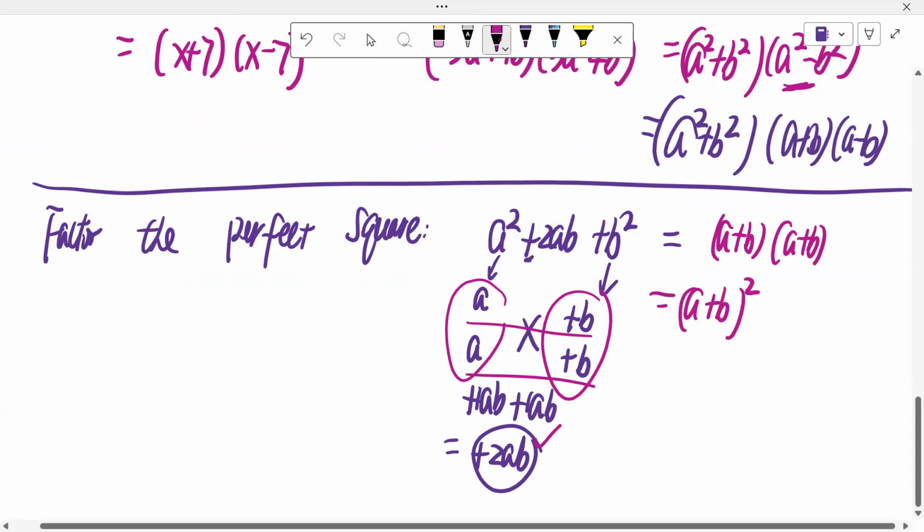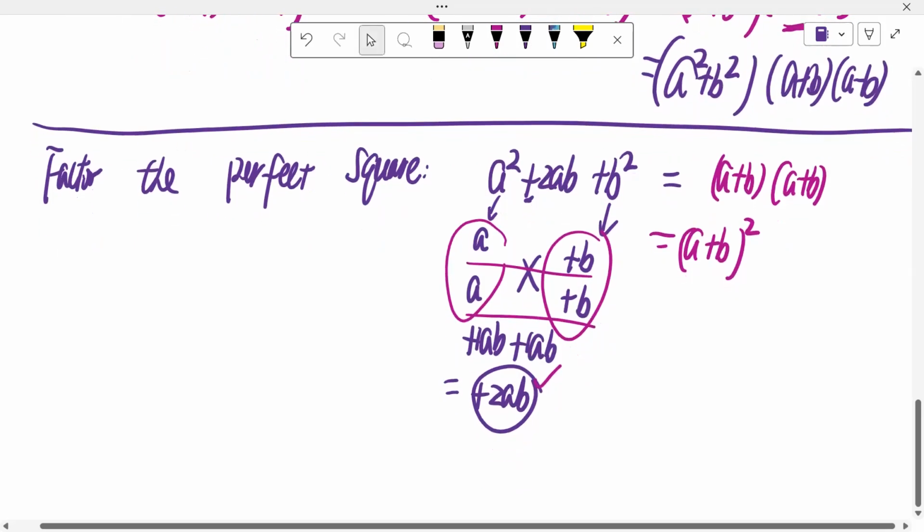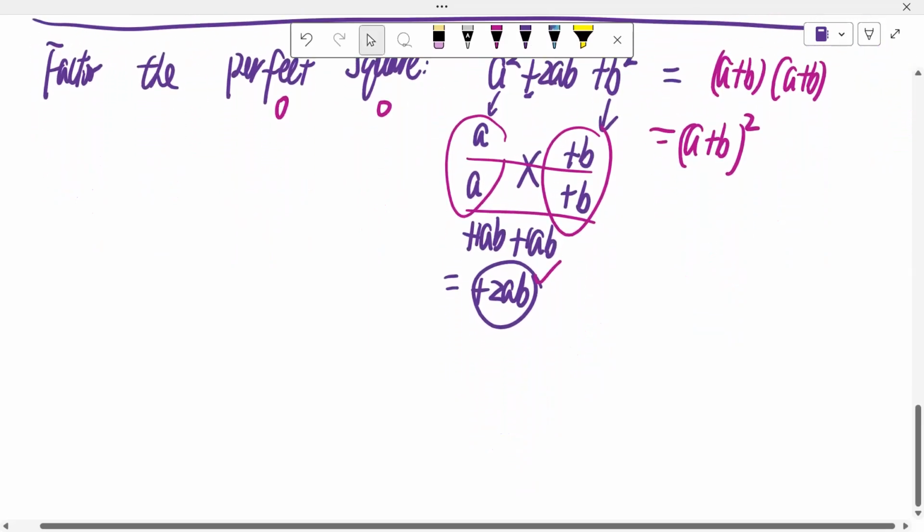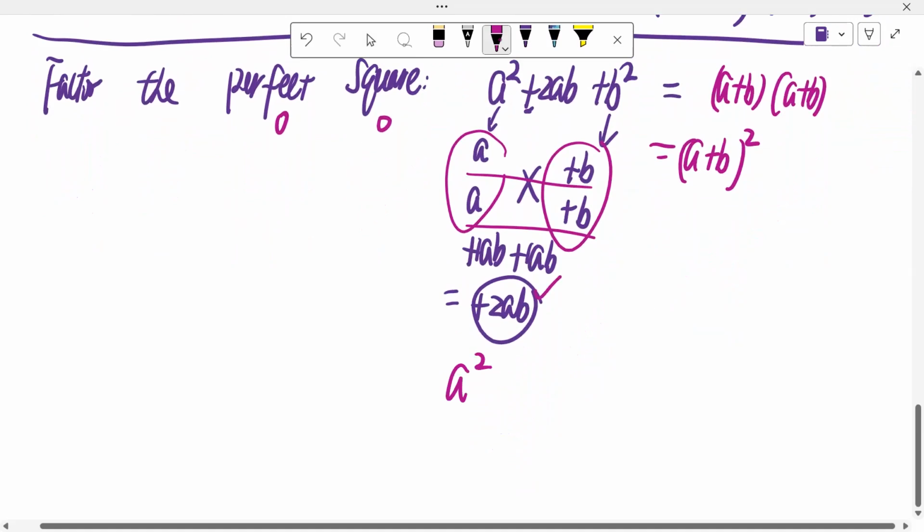So it's pretty much like factoring a trinomial. It turned out to be a perfect square. Also, if the middle sign is minus, let's say we get a squared minus 2ab plus b squared. Very similar.